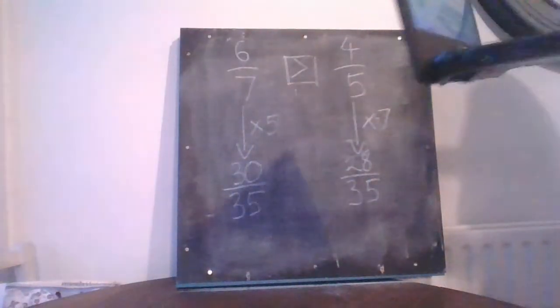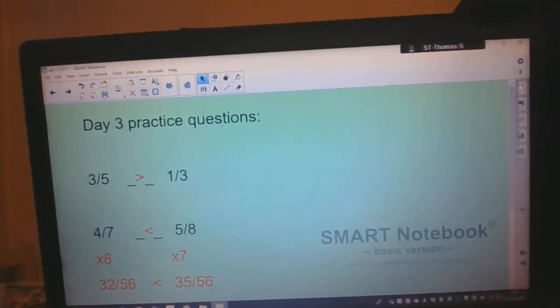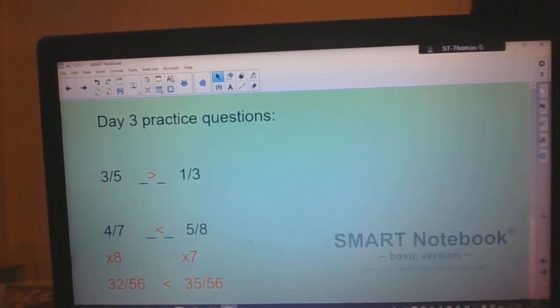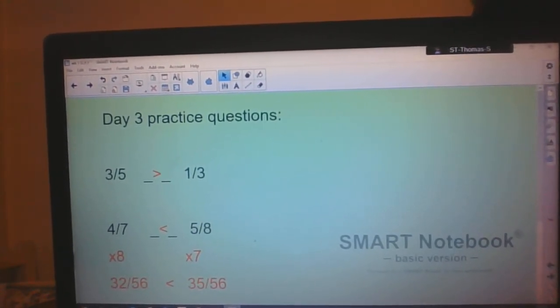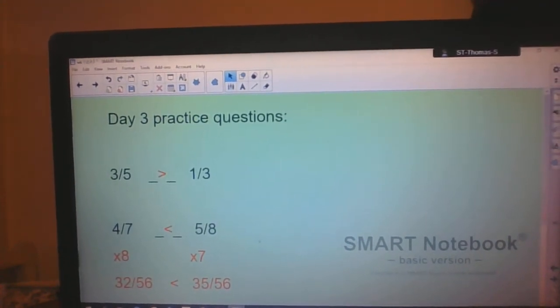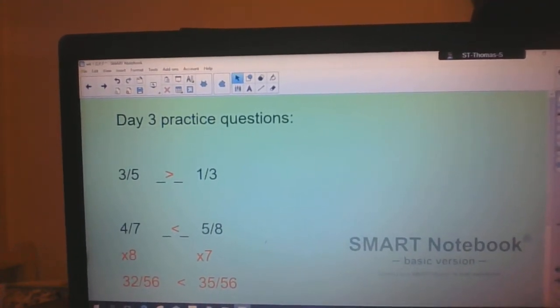Okay, and here are the answers. So the first one, I didn't have to do any working out at all. I just realised, I looked at the two fractions and I realised 3/5 is greater than a half. 1/3 isn't, therefore 3/5 is greater than a third.